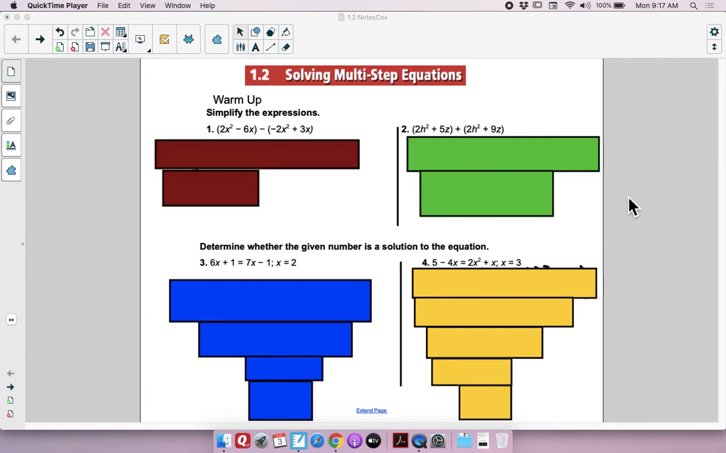Pause the video. Same game plan here. I want you doing as much of this as you can on your own, and then obviously you can watch me go through it. But try 1 and 2, and then play the video.